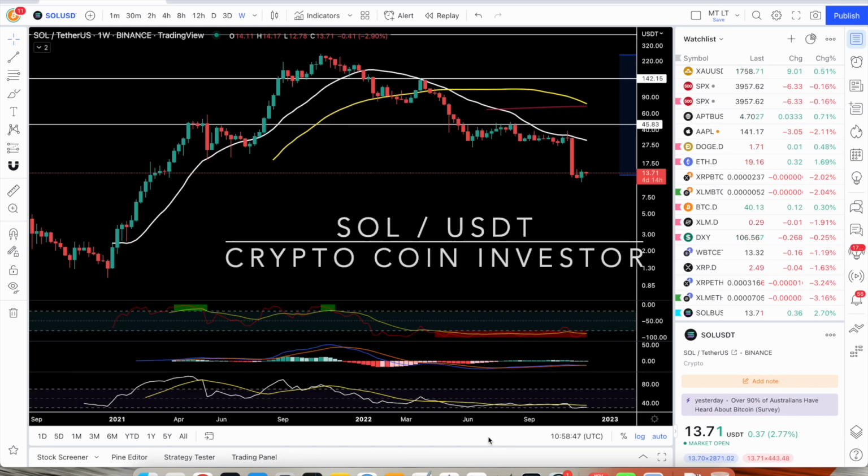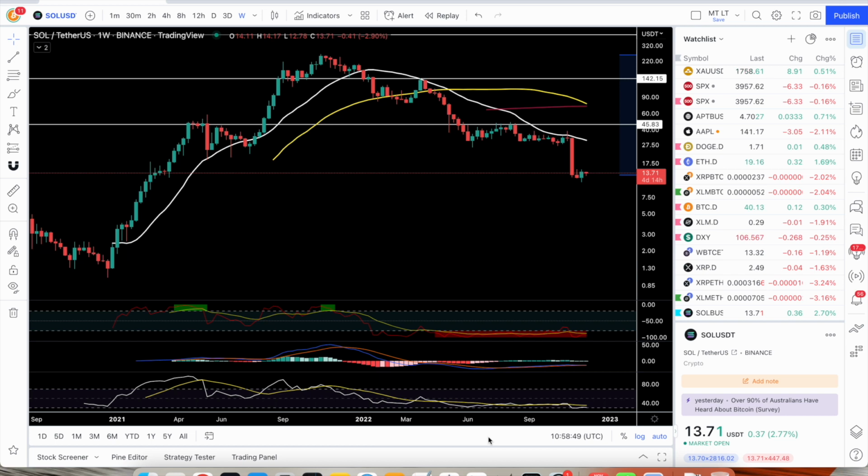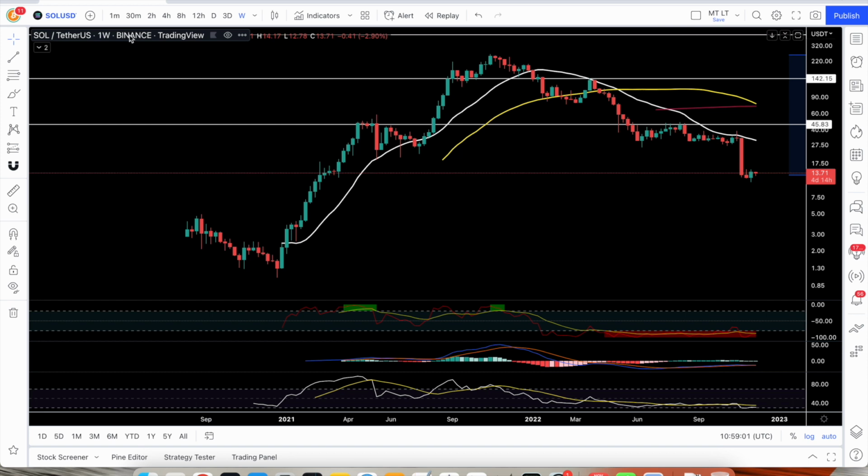In this video, I'll be taking a look at the Solana coin, particularly its SOL USDT pair. And what you're looking at right now in front of you is the weekly chart fetched from the Binance cryptocurrency exchange. By a weekly chart, I mean every single bar represents 1 week worth of price action. I'm making use of some indicators, but mainly you have to keep an eye on this.